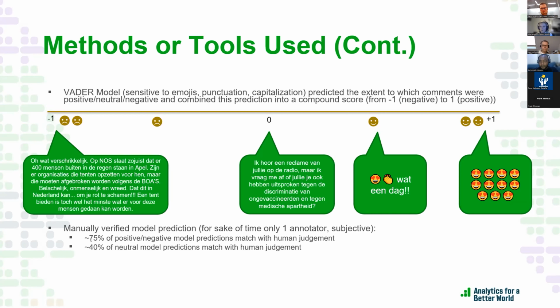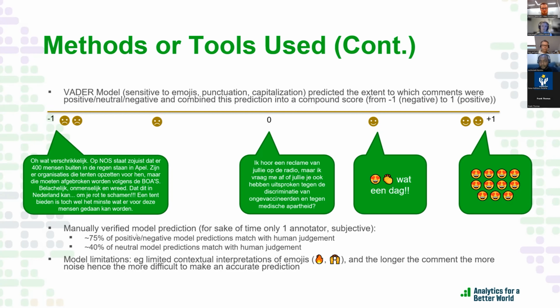Based on my own humble judgment, three quarters of the positive and negative sentiment scores match my own judgment. For the neutral comments, it was a bit less accurate. Around 40% of the neutral comments I also judged to be neutral, but the other 60% I actually thought had a positive or negative sentiment, which brings me to the model limitations.